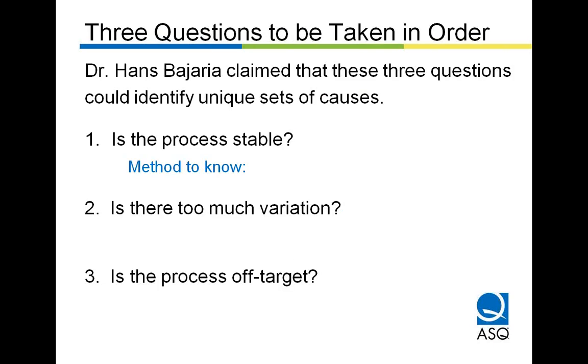The first of the three questions that Hans Bajaria asked: is the process stable? The method to know the answer to that is a control chart. We would expect to see the control chart on the items that we're performing this initial process study on to be statistically stable, to be in control. No points beyond the control limits, no discernible patterns that would say that this is not natural. So on to the next question. Is there too much variation?